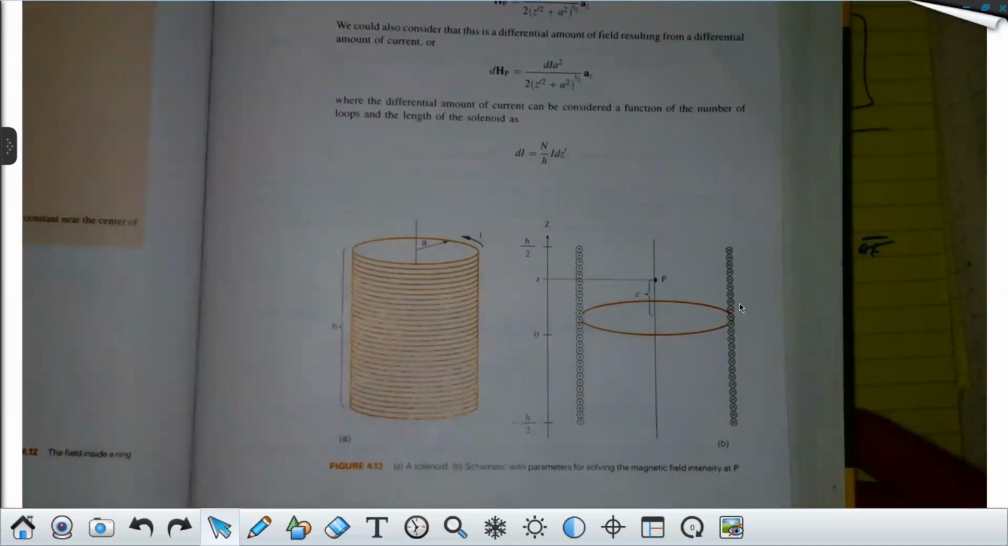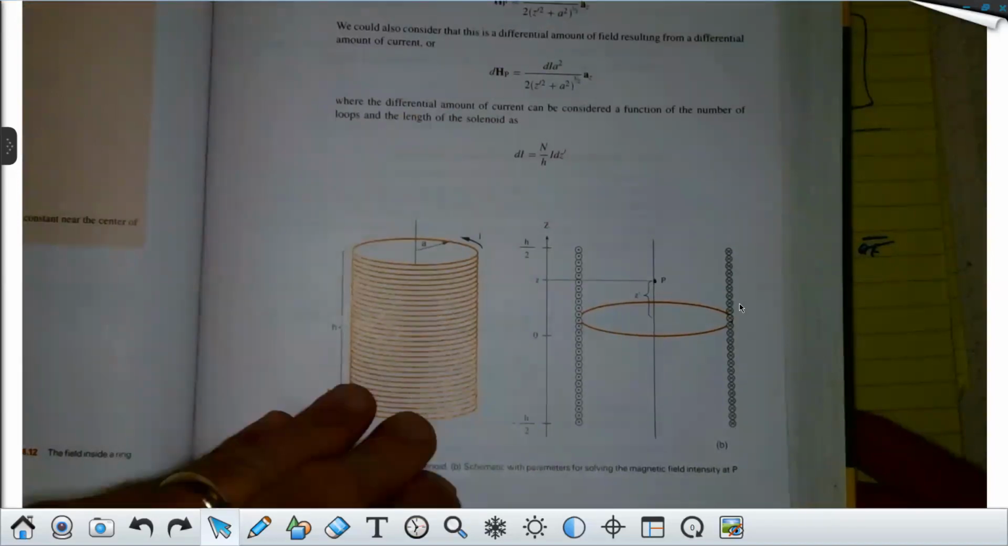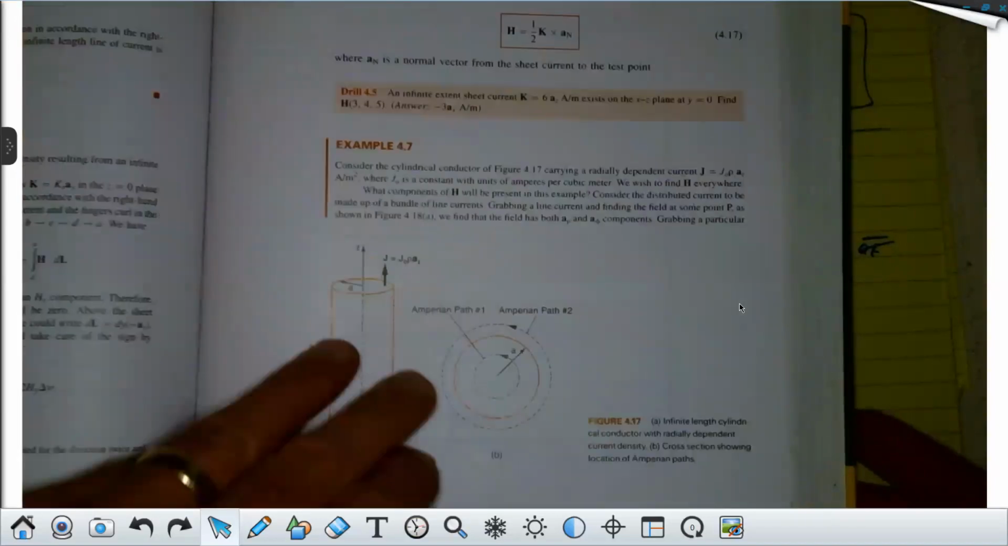Find the differential H field from a differential chunk of current associated with your geometry and then integrate over the entire geometry to get the total H field. We'll do that, and I'll give you some problems. Now, does anybody have any questions?